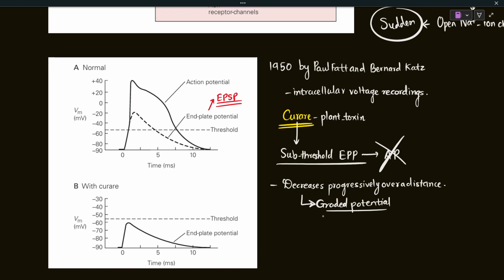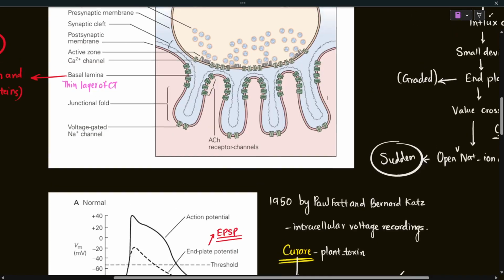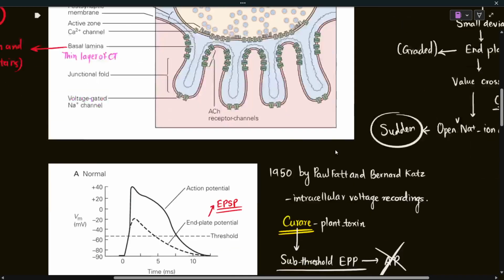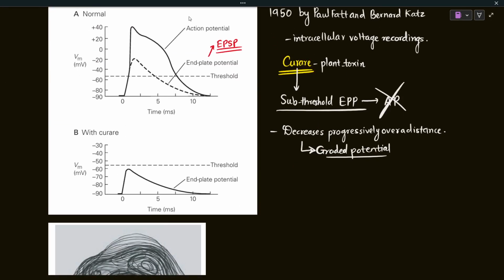This end plate potential is generated by the inward ionic current. So the movement of the positive ions, the movement of cations, is inward, right? This is the direction of movement of the cations, and that is why they found out that the current is inward. So this inward current is confined to the end plate region, and it spreads over distances through the end plate region, and it dies out eventually.